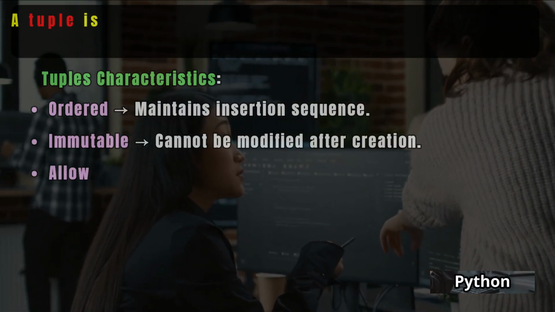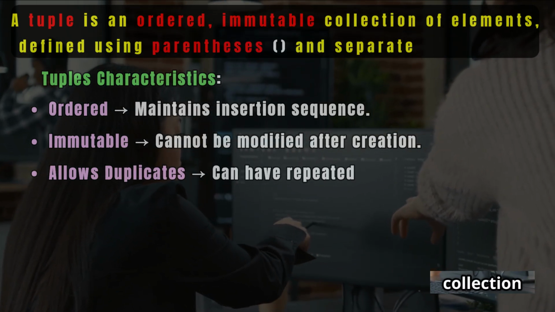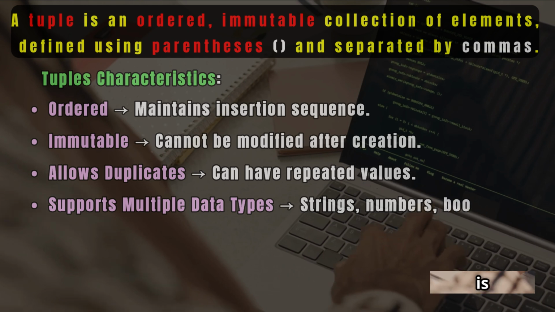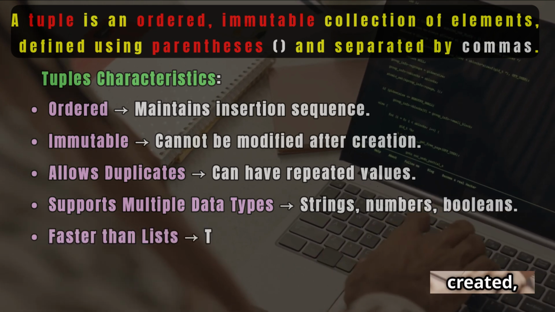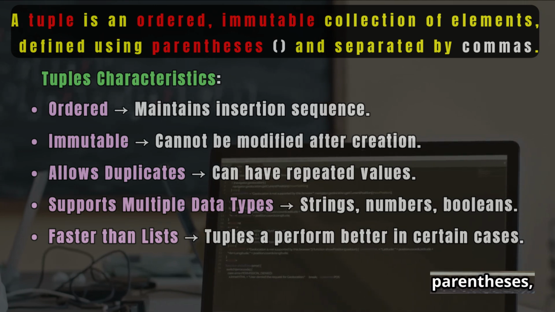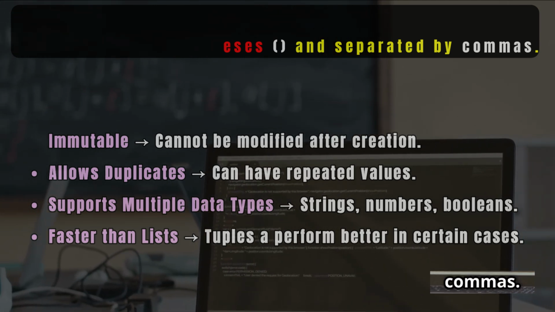A tuple in Python is an ordered, immutable collection of items. A tuple is similar to a list, but it is immutable. That means once created, you can't change its values. Tuples are defined using parentheses, and items are separated by commas.